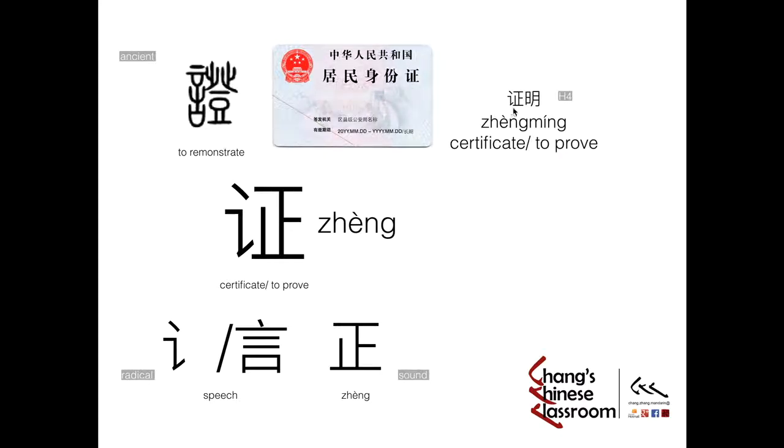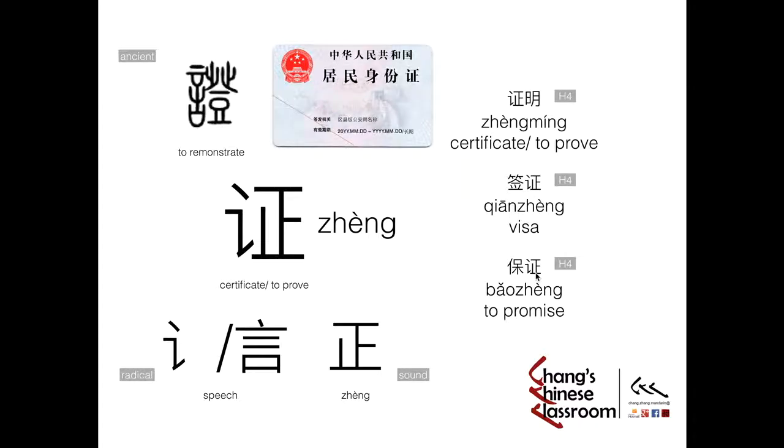The vocabulary, first one, 证明. 证明 as the certificate. When you use it as a noun, it means this certificate. When you use it as a verb, it means to prove. And next one, 签证, this is your visa, alright? 签 means to sign, and 证 is the certificate. And 保证: 保 actually means to promise, to guarantee, and 证 means to prove. So together it means to promise.